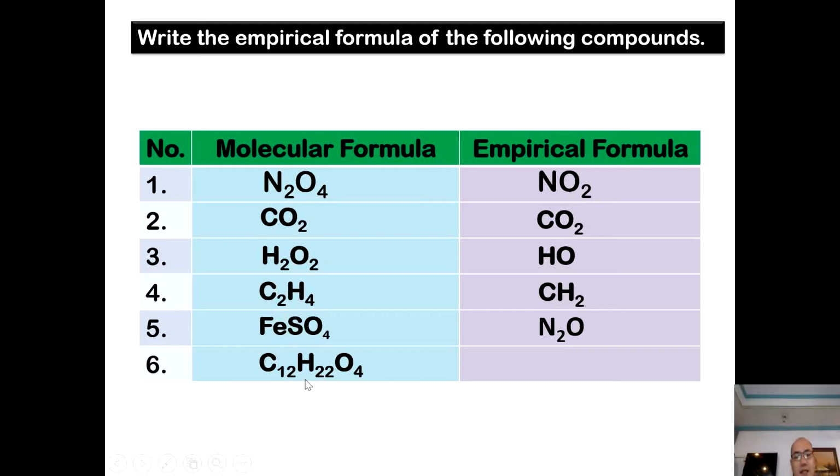Okay. Number 6 is C12H22O4. Alright. Looking at the subscripts 12, 22, and 4, what do you think is the greatest common factor? Of course, the greatest common factor is 2. So C12 divided by 2 will give you C6. H22 divided by 2 will give you 11. And O4 divided by 2 is O2. So these are the empirical formulas of the given molecular compounds.